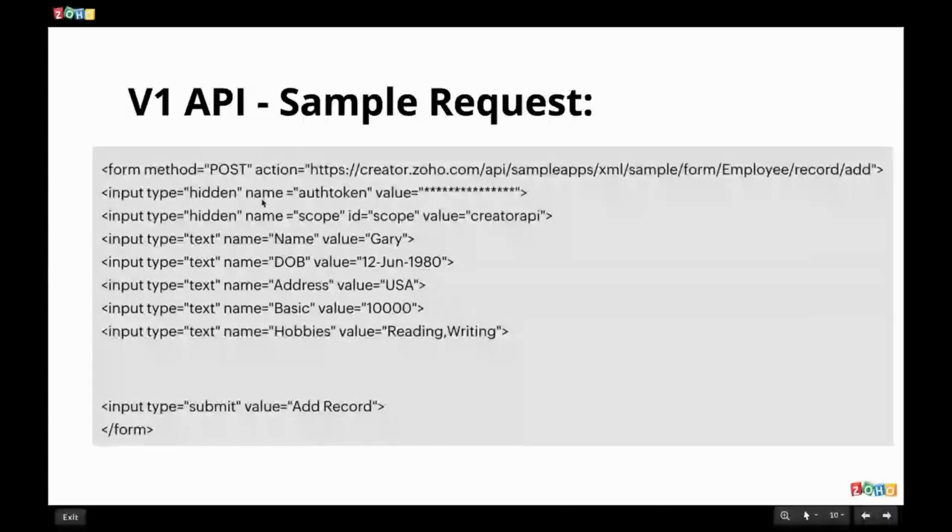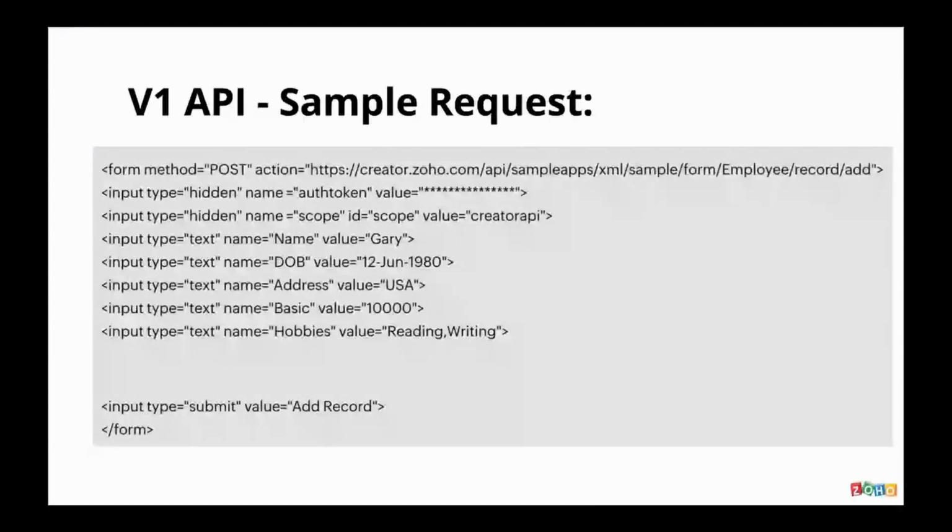So here we have used the post method to create an API call, where we have passed the auth token, the generated auth token from the Zoho Creator account, followed by the scope ID, which is Creator API, in which we have added some inputs, which is the data that needs to be passed into Zoho Creator. Followed by this, we have the add record and submit value.